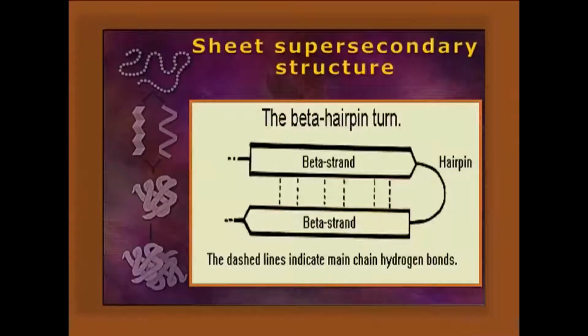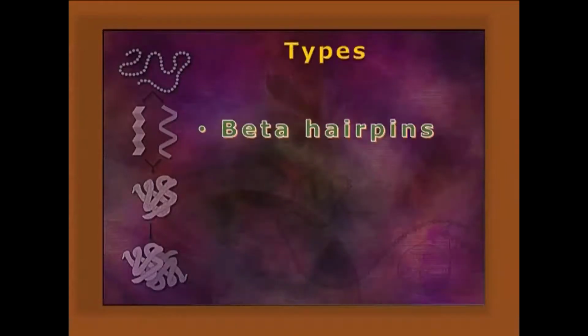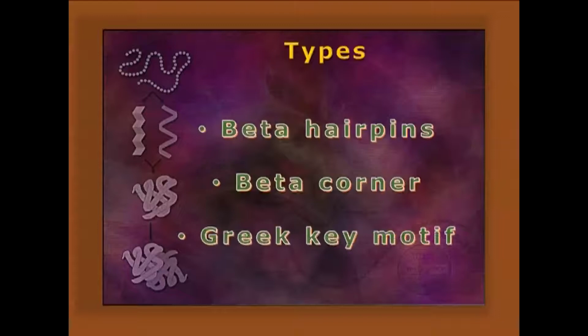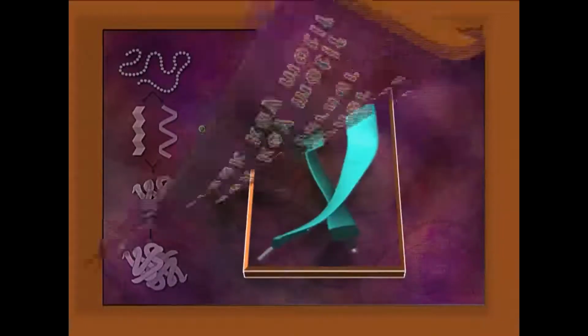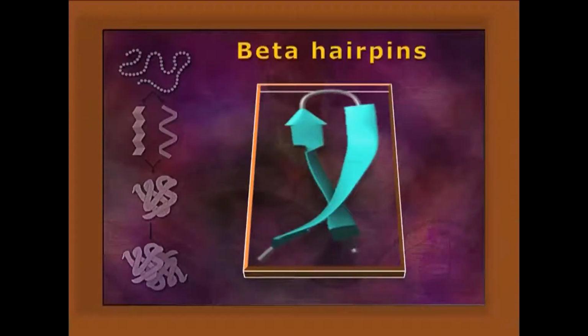Next, sheet supersecondary structure is exclusively made by the beta strands or beta sheets. Types, it includes beta hairpin, beta corner as well as Greek key motif. The first one, beta hairpins. Sometimes it is also called beta meander. Here 2 anti-parallel strands are joined by either a loop or a turn. So, if it is very short, it is joined by the beta turn. You can follow the presence of glycine in one anti-parallel strand, and to remove the steric hindrance on the other side, the beta bulge is present.